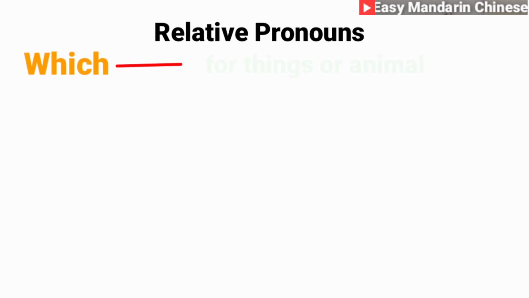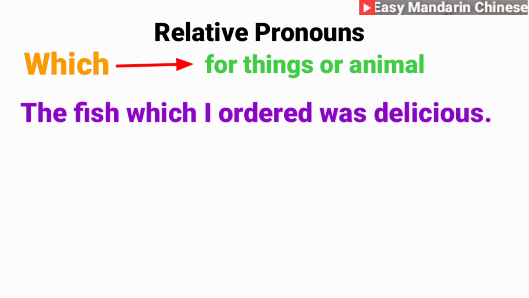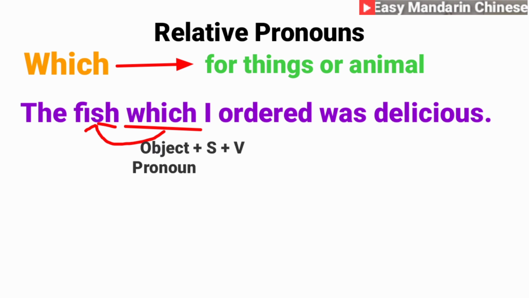Which is used for things or animals. It can be used as a subject or an object of the relative clause. Example: the fish which I ordered was delicious. Which here is an object pronoun. It refers to fish, which is the object of the sentence. So, object plus subject plus verb.